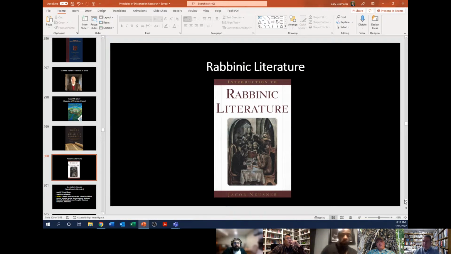Well, let's move into rabbinic literature. Again, I'll be sharing with you some sources in Canvas. You can actually go and read these sources, but you might want to start off with this book. I don't have it in my library; I'm going to need to get it. It's called Introduction to Rabbinic Literature, by Jacob Neusner.